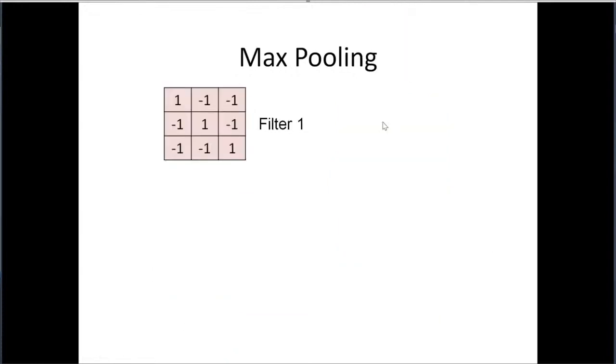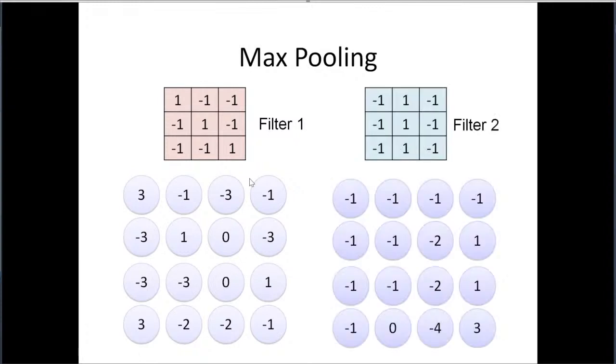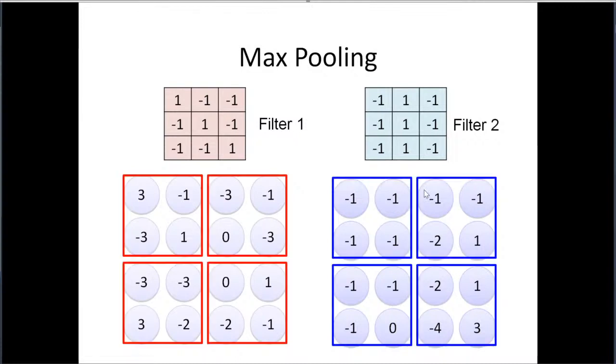So let us understand what max pooling is. This is my feature map one, which I obtained by applying this filter. This is filter two and this is another feature map, which is for the vertical line. So now I'm applying pooling.